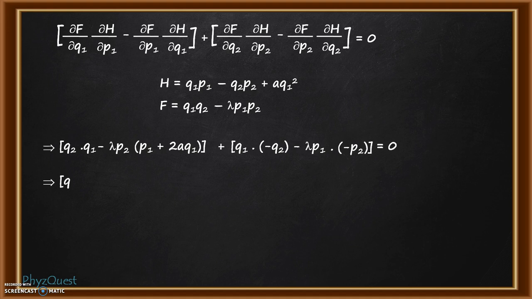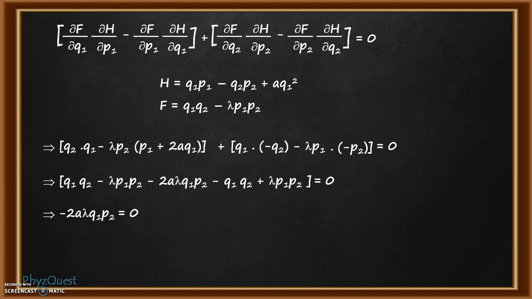So this will be equal to q1 q2 minus lambda p1 p2 minus 2a lambda q1 p2 minus q1 q2 plus lambda p1 p2 is equal to 0. So here q1 q2 and minus q1 q2 get cancelled, and minus lambda p1 p2 and plus lambda p1 p2 also get cancelled. So ultimately you will be left with this term, which means 2a lambda q1 p2 is equal to 0. Now q1 and p2 cannot be 0, and a is already given in the question to be greater than 0. That means we are only left with lambda, which says that lambda is equal to 0.